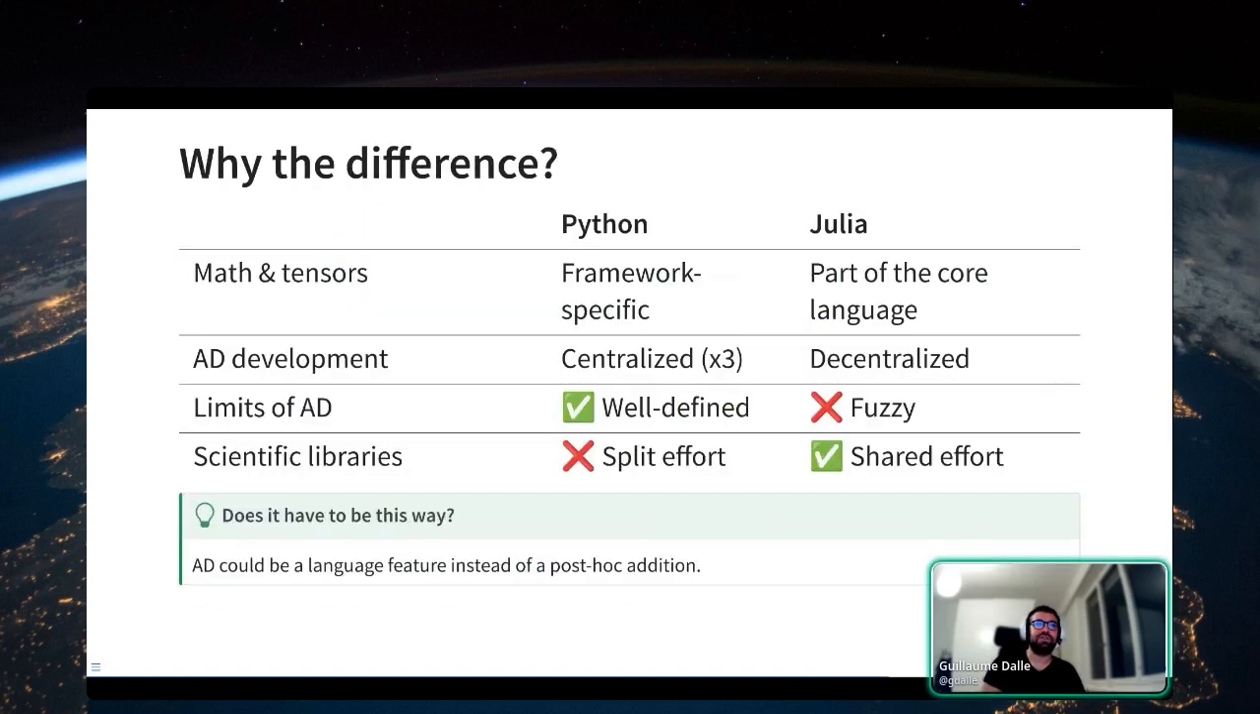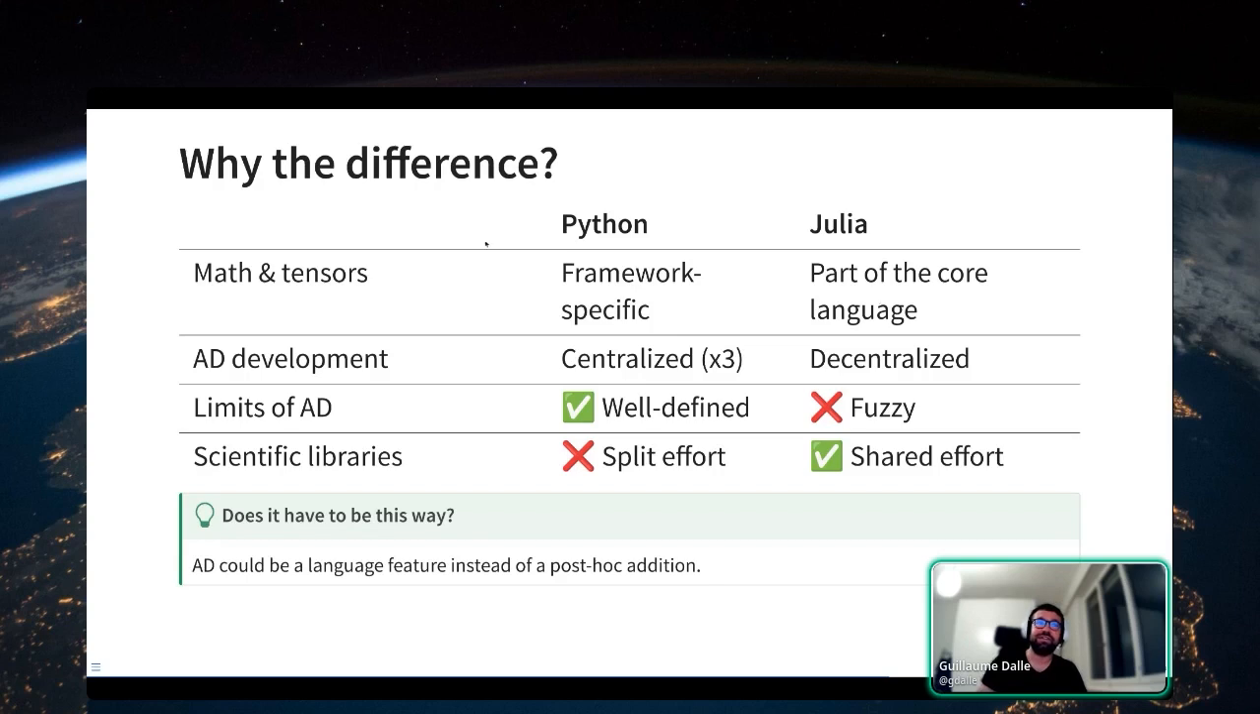Now, why is there such a difference between the two languages? The key thing that you have to keep in mind is that it's linked to mathematical operations and tensor types. If you're scared of the word tensor, just think of it as a vector or a matrix or a higher dimensional array, right? It's numpy.array or torch.tensor. The math and tensors in Python are framework specific. If you write code in PyTorch, you're going to use torch.tensor. If you write code in JAX, you're going to use jax.numpy.